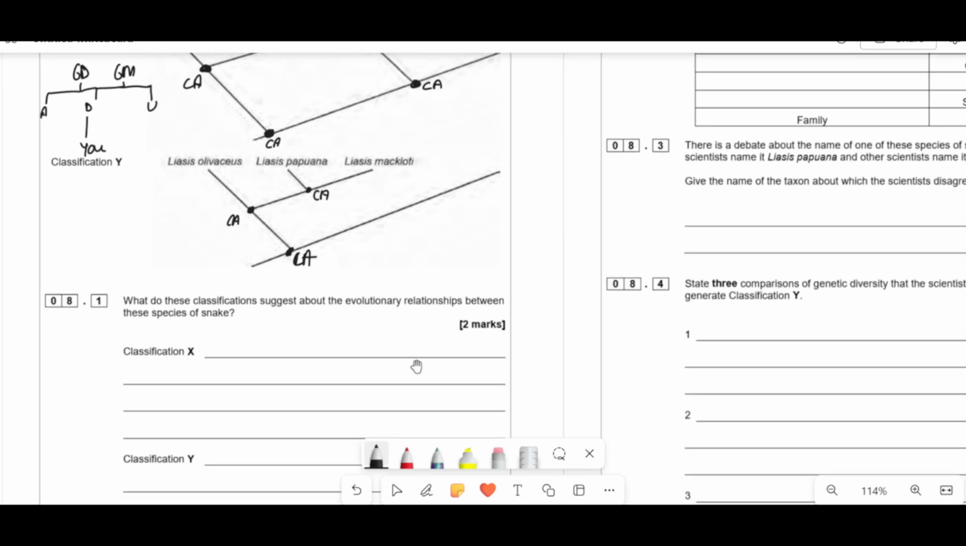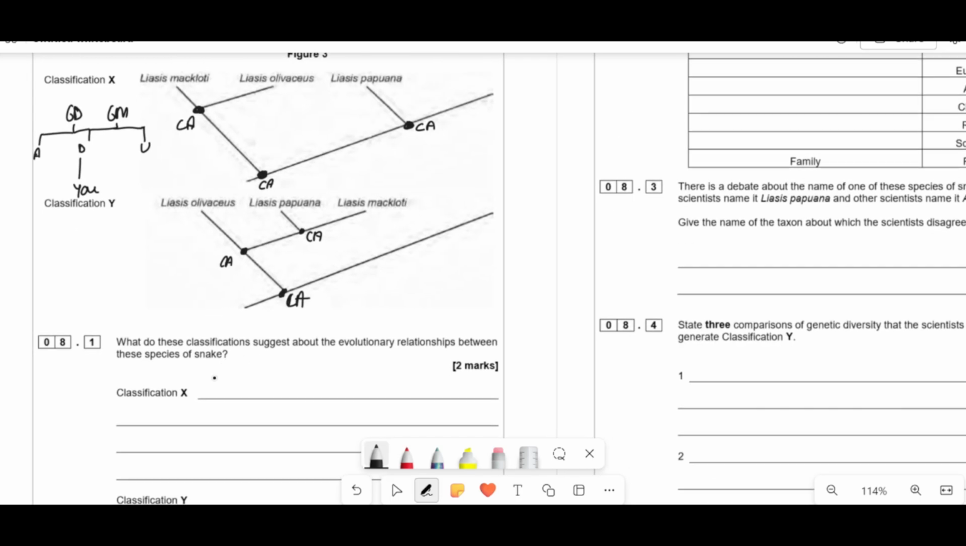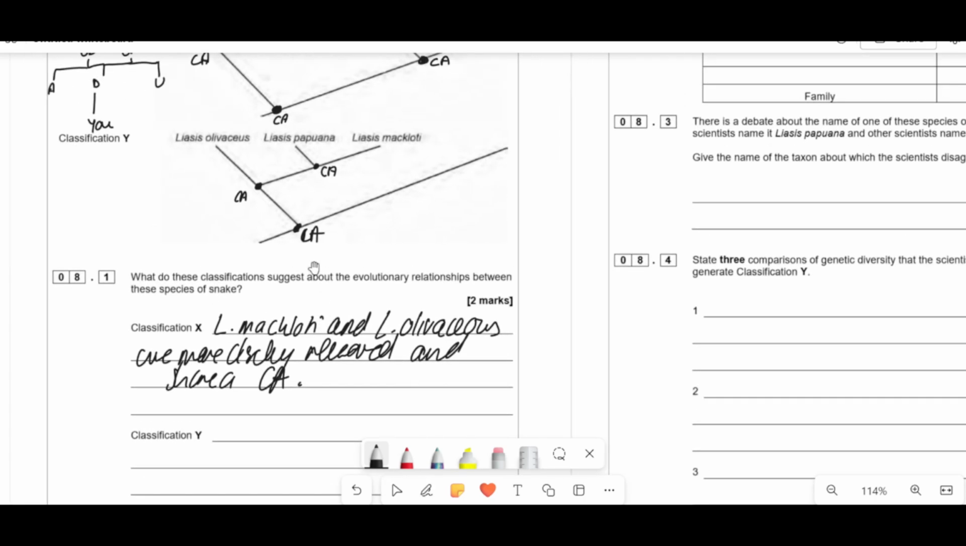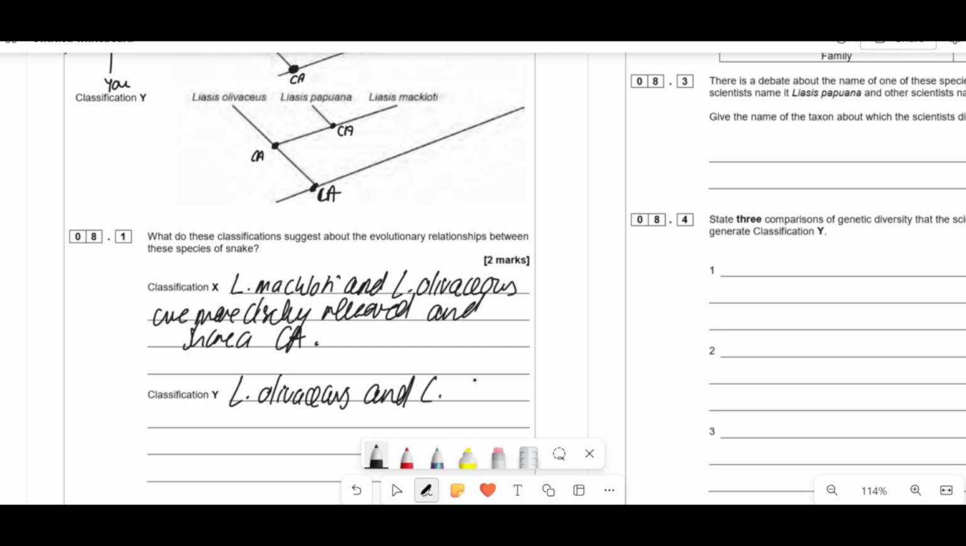So then, classification X is saying that L. maclotti and L. olivaceus are more closely related and share a common ancestor. Whereas here, this one shows this olivaceus and L. papuana to be more closely related and share a common ancestor instead.